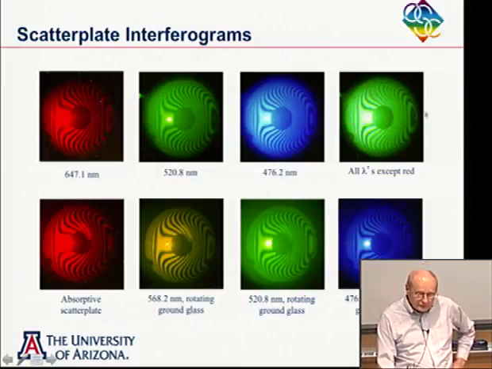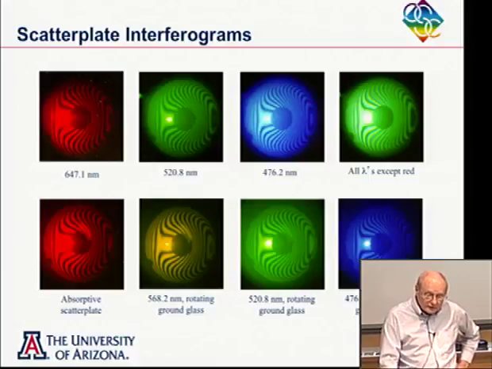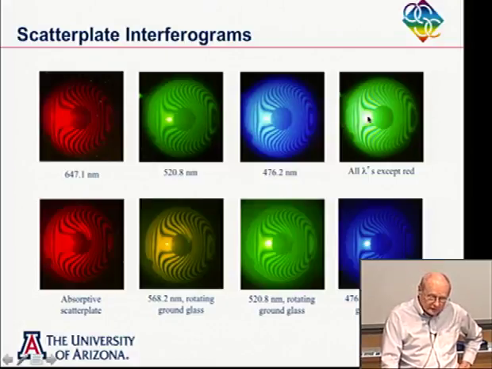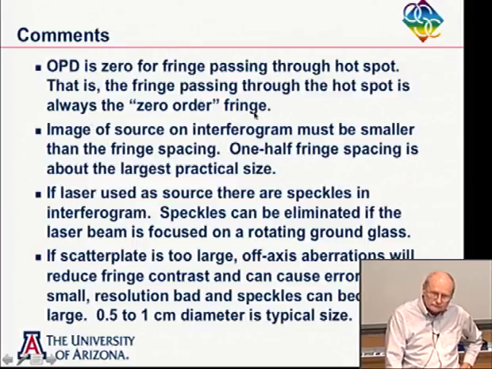But if I have just a few fringes here, I can use a white light source. In a second, I'll talk about how large the source can be too, but I can use a white light source here. Okay, so remember that, because I think this is a very important thing, that you always have a bright fringe where the hot spot is. That's always the zero-order fringe.